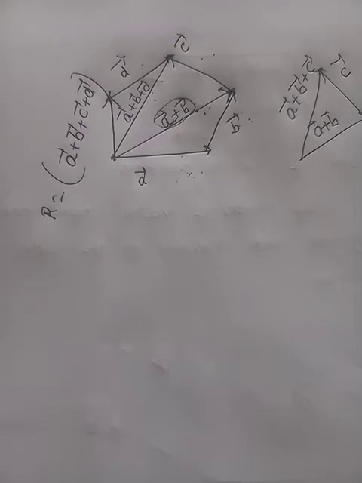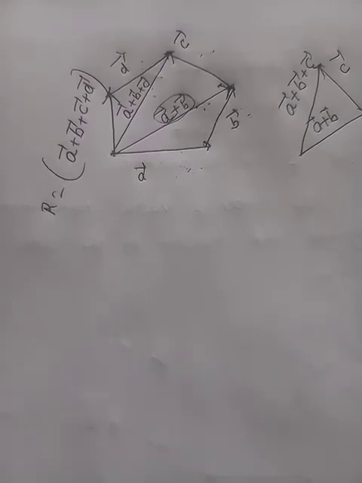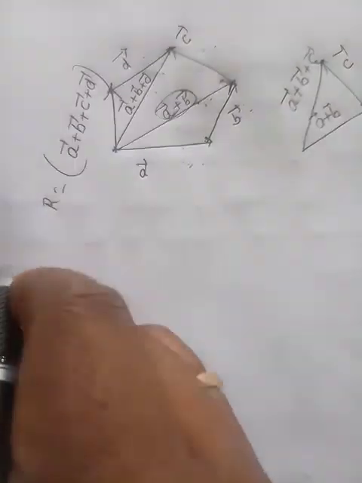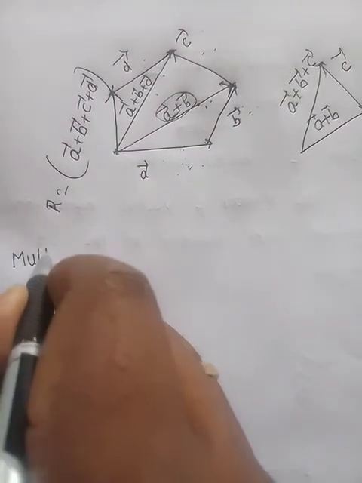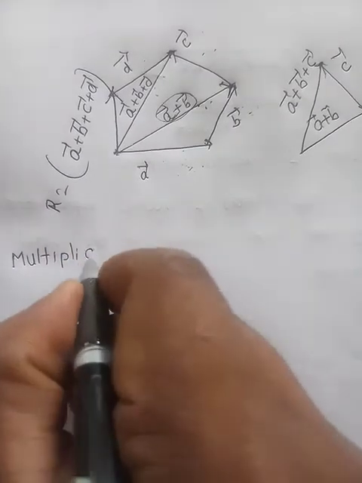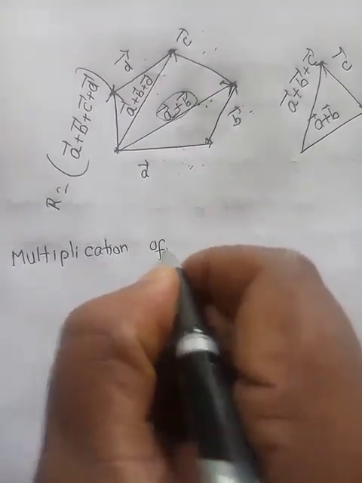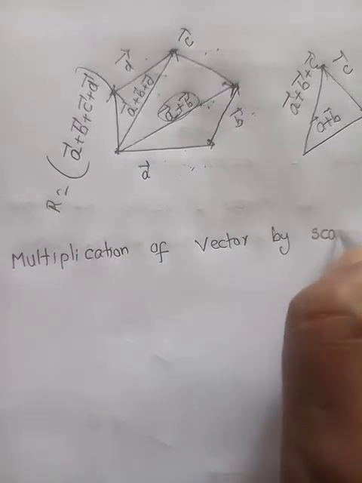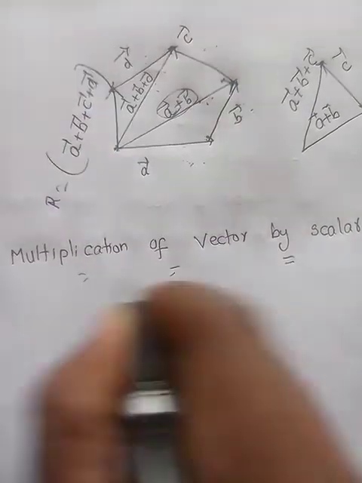Now we completed the two types of products of vectors, right? Dot product and cross product. Next, addition of 2 vectors or more than 2 vectors, addition or subtraction of more than 2 vectors. Now I am going to continue this topic by multiplication of a vector by a scalar. Multiplication of a vector by a scalar means, or a scalar by a vector, you can take anything.